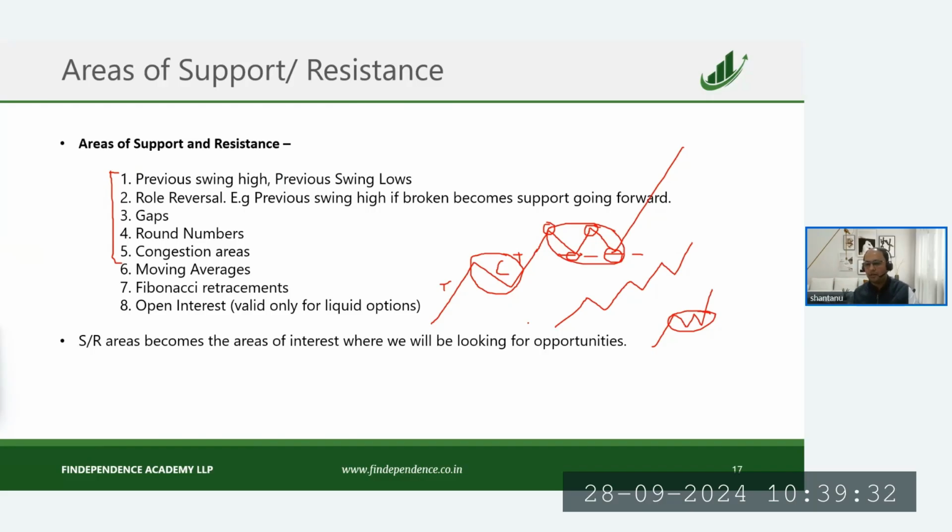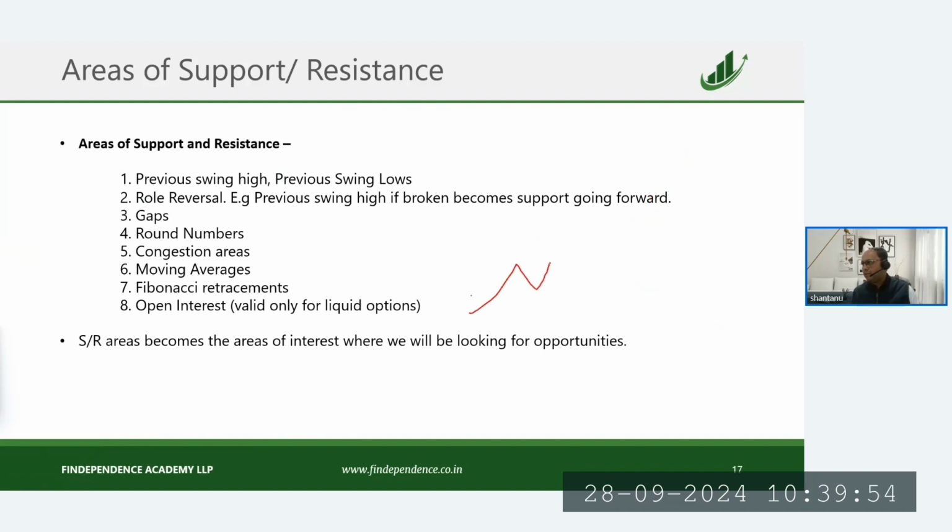It's not a confirmed thing, or it's not a certain thing that resistance or support may come there. The second particular area is where role reversal takes place. What do I mean by role reversal? Let's take this example. Here, if I mark this top level, this level was acting as resistance. This previous swing high acted as resistance, and when you reached the previous swing high, prices fell down.